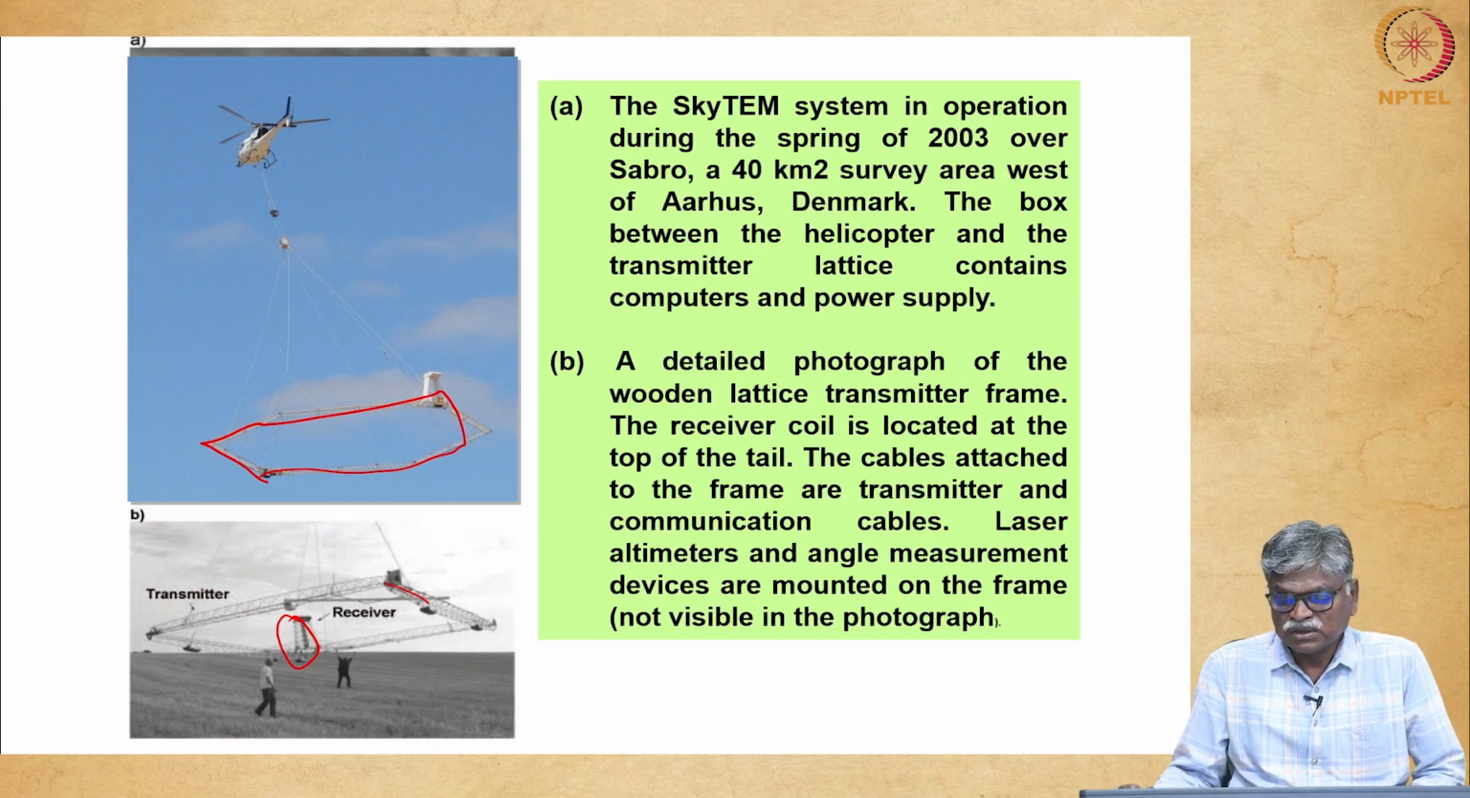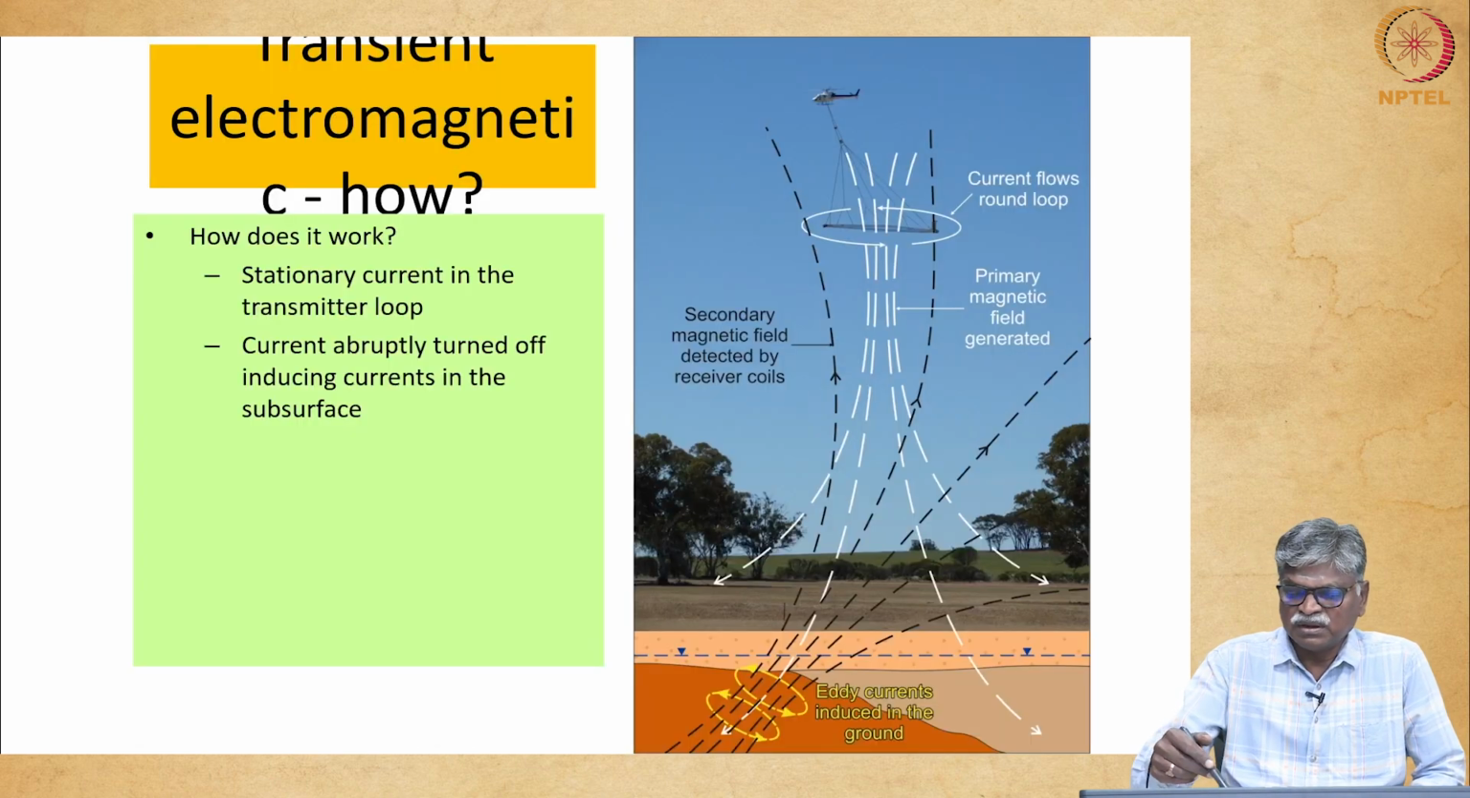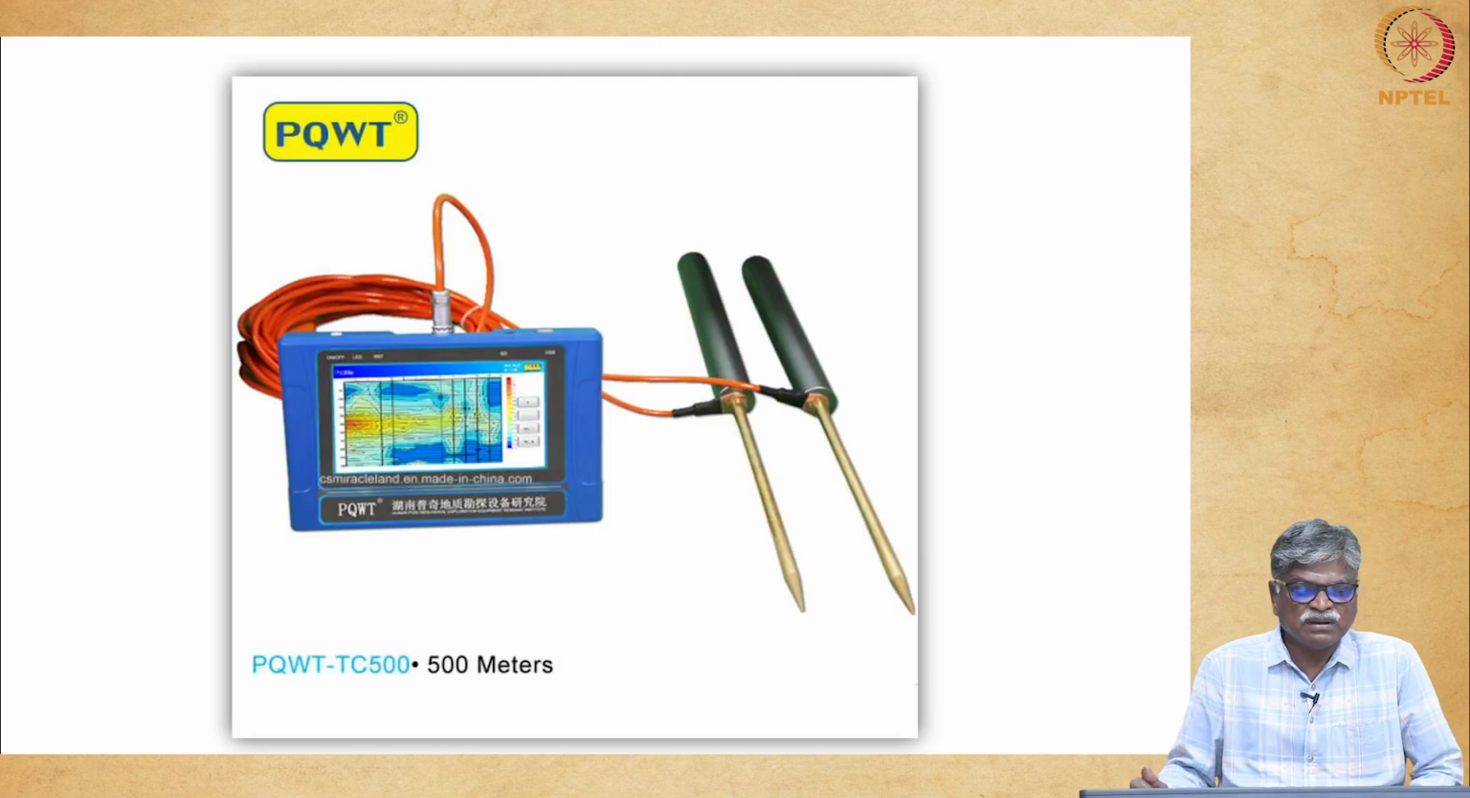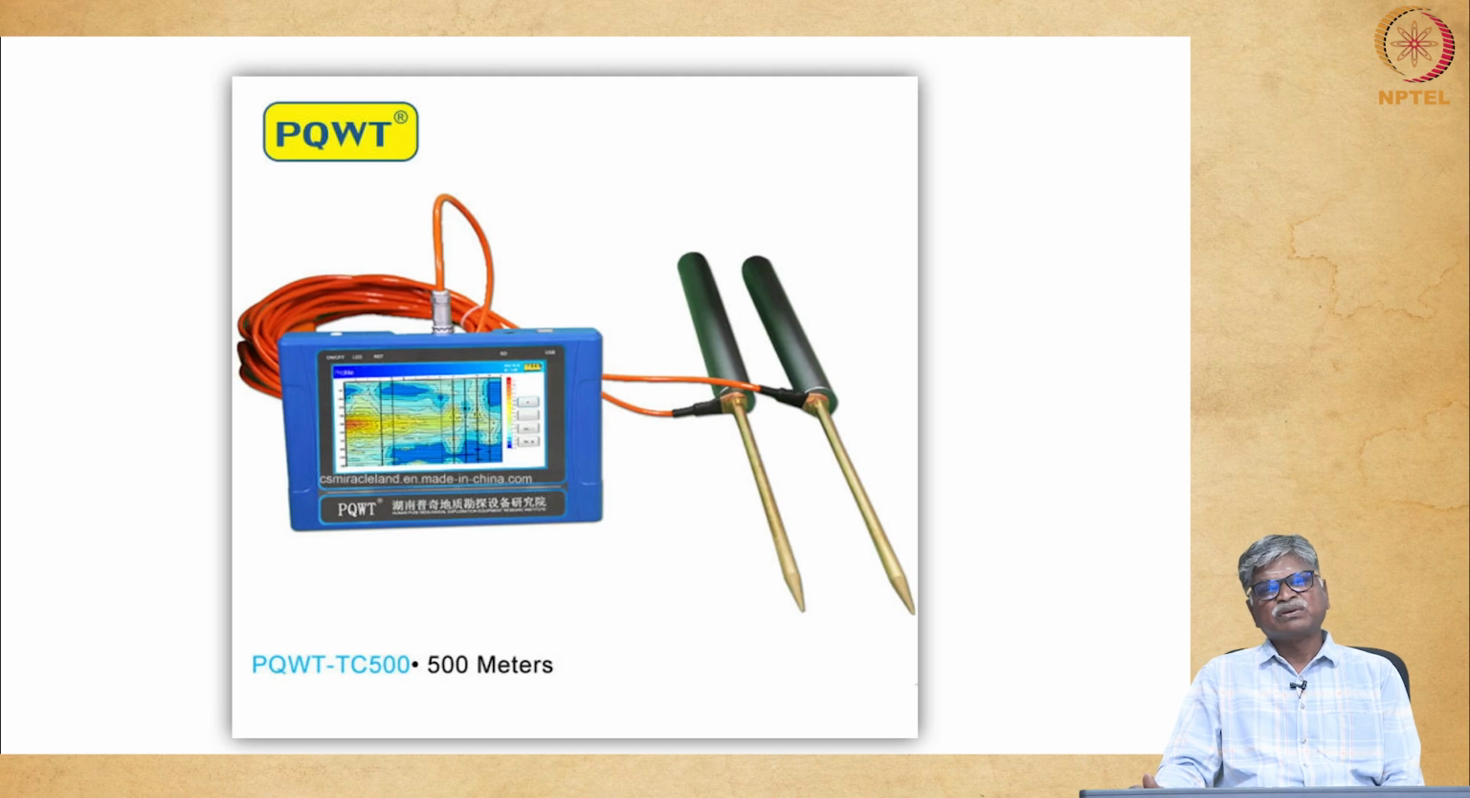After that, we have to process with our software. Then we will get the 3D and 2D diagram like that. This is the primary magnetic field and secondary magnetic field. Whatever you have seen, that is the geophysical method. Now we are going to see the next one.